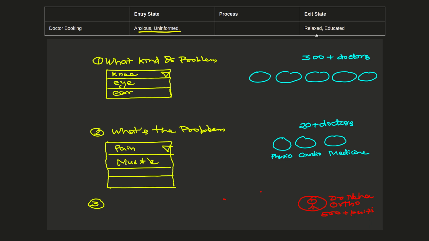And what you want to feel, you want to feel relaxed and you want to feel educated. So that's what we created. This project I got in 2010 or 11, right? In that, what we actually did is that we told what kind of problem, where the problem occurs, right? So in knee, in eye, in ear, in stomach, in this kind of thing. And once they choose, what we will do is that we will show some of these doctors' faces and all, and 300 plus doctors we will show.